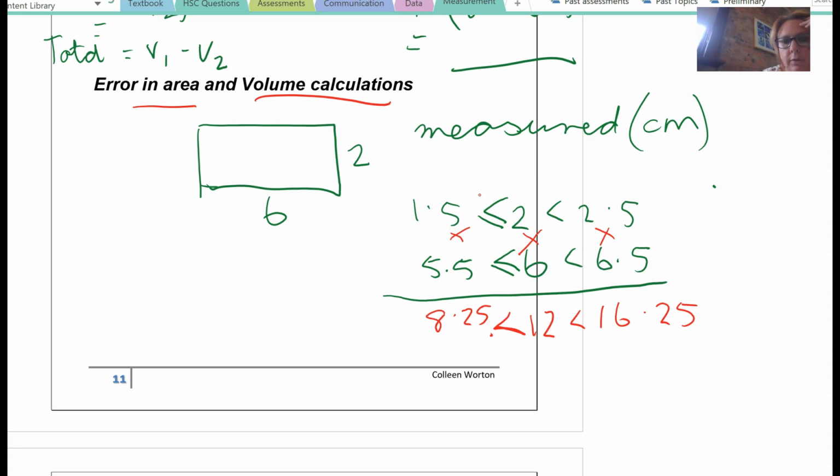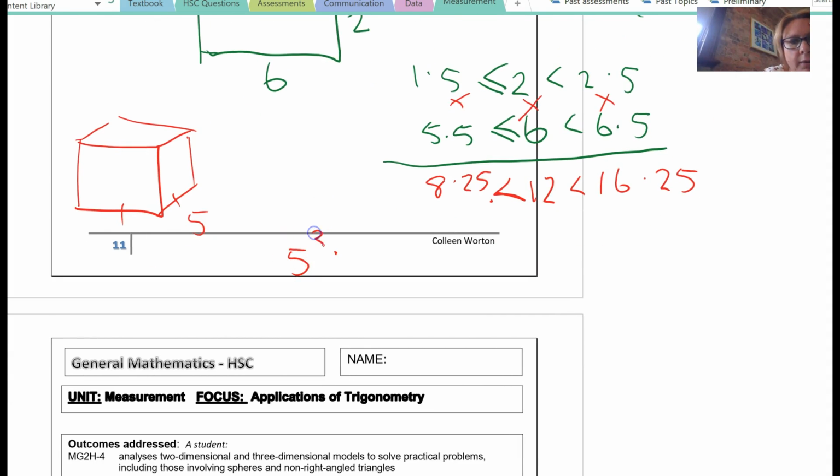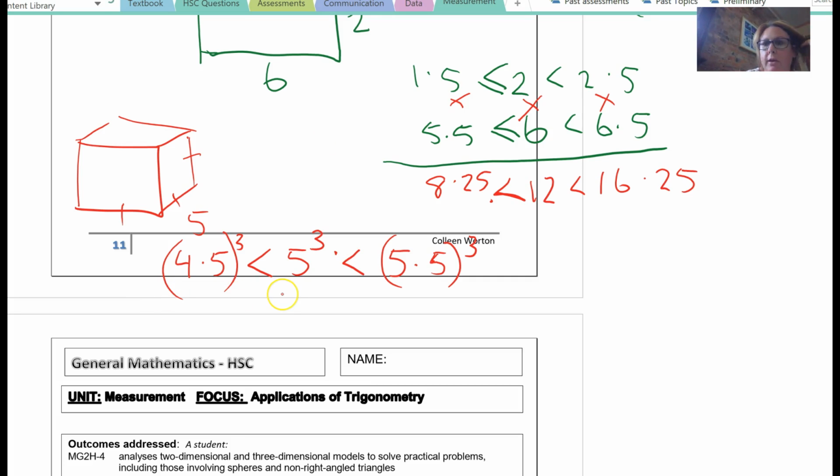So say, let's do a volume one. Let's say this was of depth. Well, let's say it's a cube and it's 5. Let's go with a cube that's 5. The original volume would be 5 cubed, or between 5.5 cubed or 4.5 cubed. Why cubed? Because it's a cube, length, breadth, height. So that would give me my upper and lower boundaries for the volume.